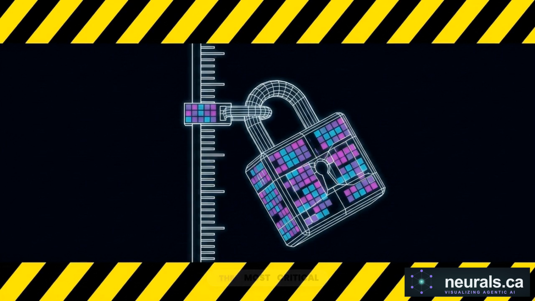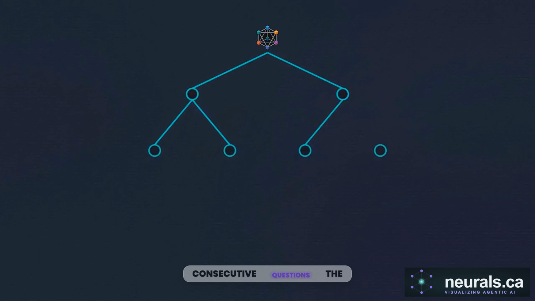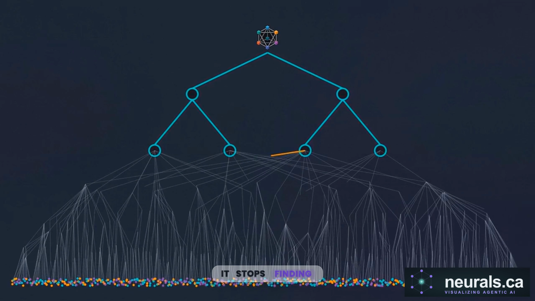Then we apply the most critical leash of all, max depth equals 2. This hard codes a limit on how many consecutive questions the tree is allowed to ask. Without this limit, a greedy algorithm will drill down endlessly. It stops finding broad trends and starts mapping pure statistical noise.